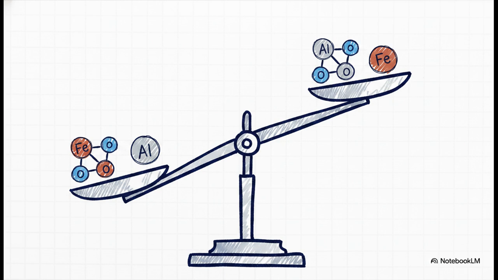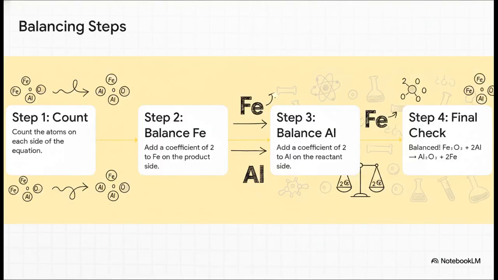We got to fix this. Okay, let's do this step by step. First, we take inventory. We see we need more iron on the product side, so let's put a big 2 in front of the Fe. Great, iron's good, but now our aluminum is off. No worries, we'll just put a 2 in front of the Al on the other side, the reactant side.